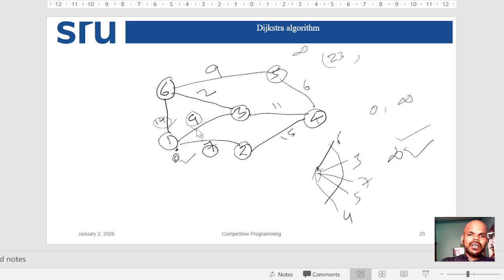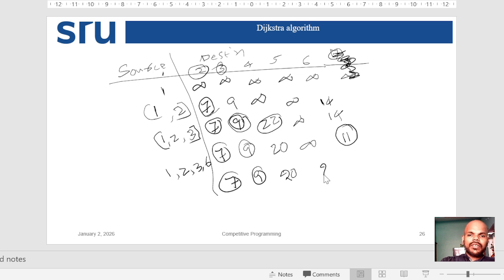You check it. 1 to 3 is 9, 3 to 6 is 2. So 9 plus 2 is 11, and 6 to 5, 11 plus 9 is 20. So 20 we got, 23 we got, 20 we got. Among 23 and 20, 20 is the minimum as compared to infinite. So you write 20 over here.